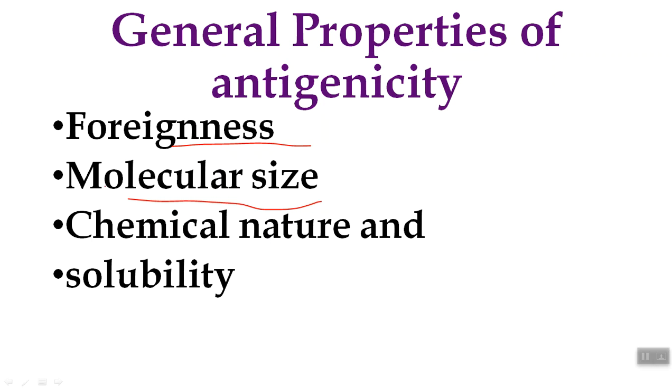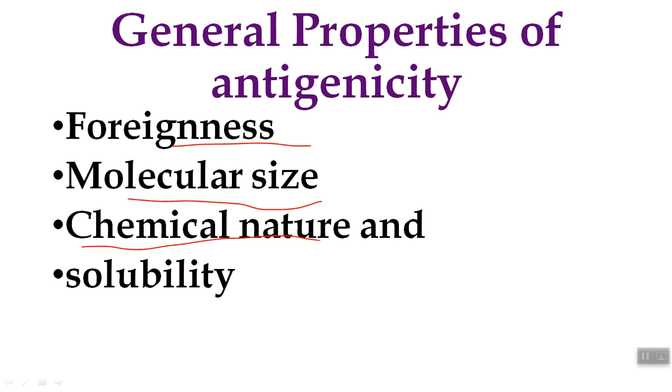Next, coming to the chemical nature. Most of the naturally occurring antigens are proteins and polysaccharides, and these are comparatively more antigenic than lipids and nucleic acids. The proteinaceous substances are more antigenic, and then comes the carbohydrate. So proteins and carbohydrates are more antigenic compared to lipids and nucleic acids. Proteins are better antigens compared to polysaccharides of the same molecular weight.